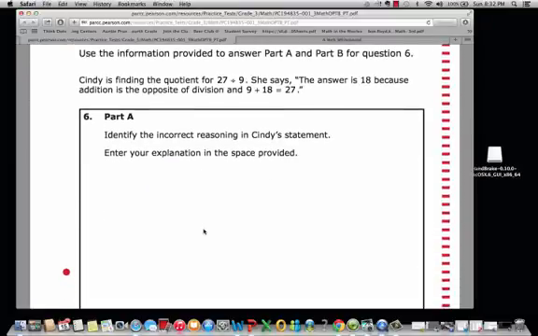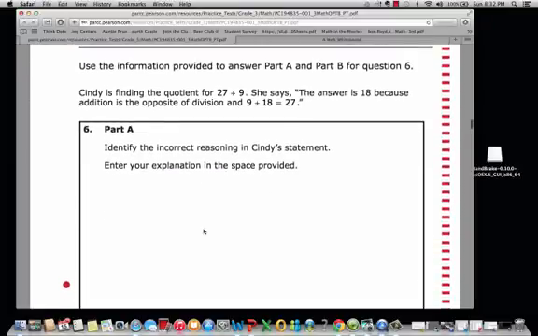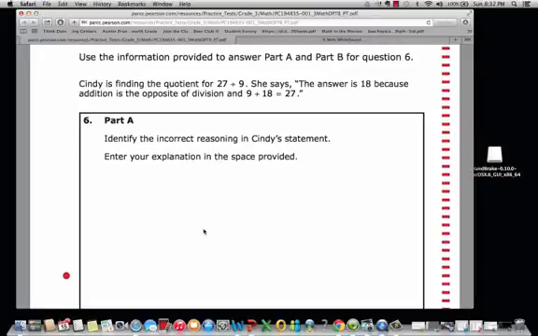Okay. Use the information provided in Part A and Part B for question 6. Cindy is finding the quotient for 27 divided by 9. She says the answer is 18 because addition is the opposite of division, and 9 plus 18 is 27. Okay, you had to identify the incorrect reasoning in her statement and explain in this box below. So basically her incorrect reasoning was that addition is the opposite of division. It was not. Addition is the opposite of subtraction, and multiplication is the opposite of division.